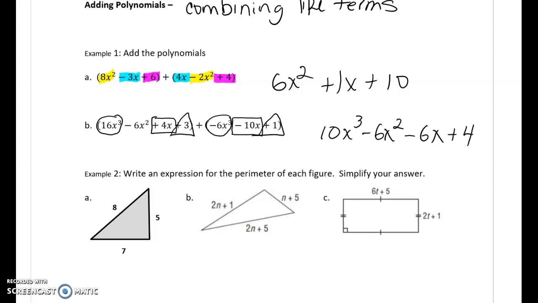All right, so again, combining like terms, we are adding the coefficients of these like terms. 16 and a negative 6 add up to 10x cubed. Because I want to write my answer in standard form, I'm going to take this negative x squared and put it next. I got the 4x and the negative 10x, which adds up to negative 6x, and positive 3 and a positive 1 add up to a positive 4. So there's my sum of those two polynomials.